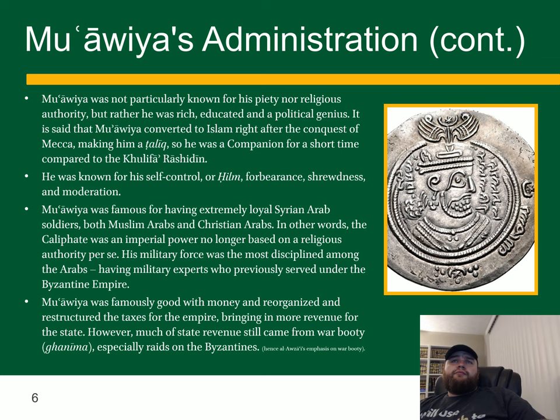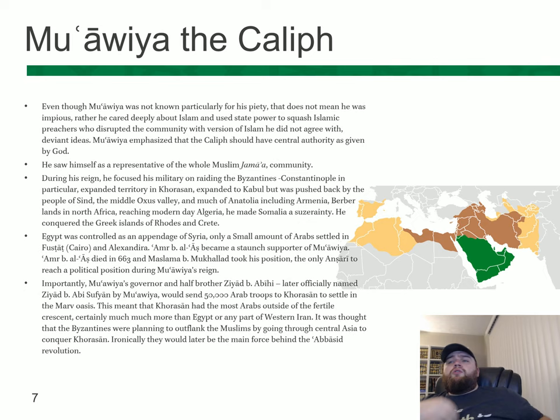And Muawiyah, even though he wasn't known for his piety, that doesn't necessarily mean he was impious either. It's just he wasn't known for it, right? But he did care about Islam. That much I think is clear. He did squash certain Islamic preachers that disrupted the community with ideas that he did not agree with. And he did think that the caliph should have authority as given by God. And he did view himself as representative of the whole Muslim Jama'ah. But a lot of the Muslims of the time did not recognize him as a religious authority, even though he viewed himself as one. So that's kind of important to remember.